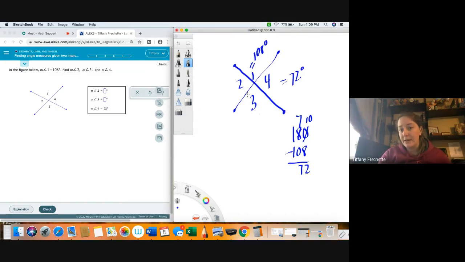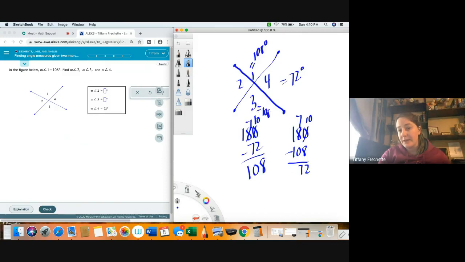So now I'm going to look here. I have 4 and 3, and they're on this one line together. I know a line is 180 degrees. If I have 72 degrees, I'm just going to simply subtract. So I'm just going to keep doing this round and round until I get all the way.